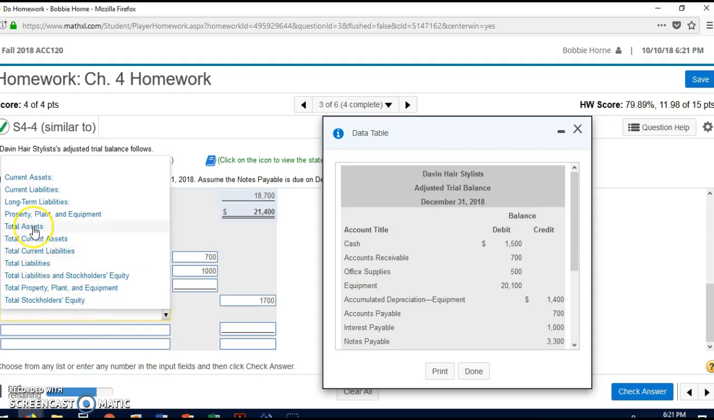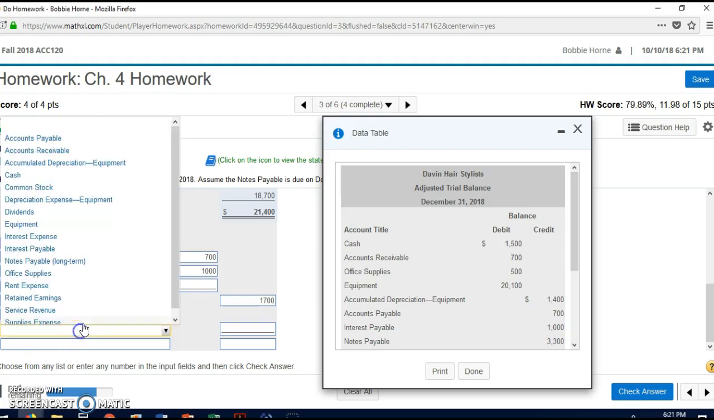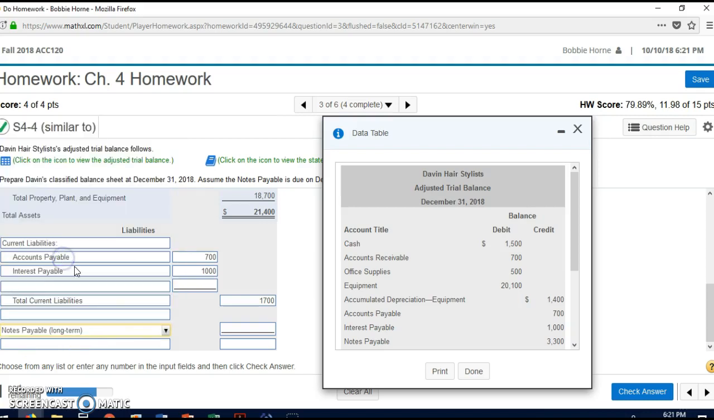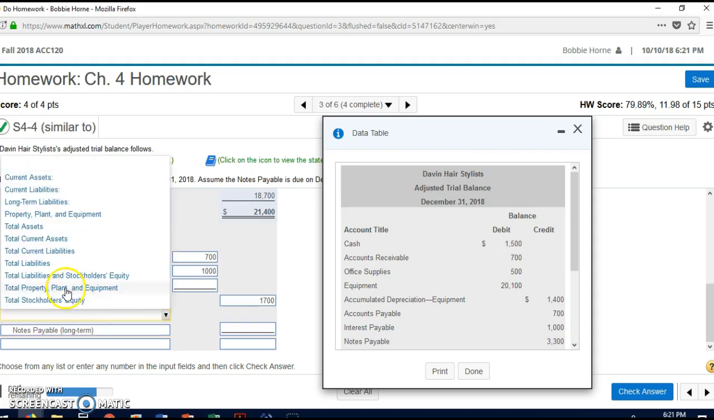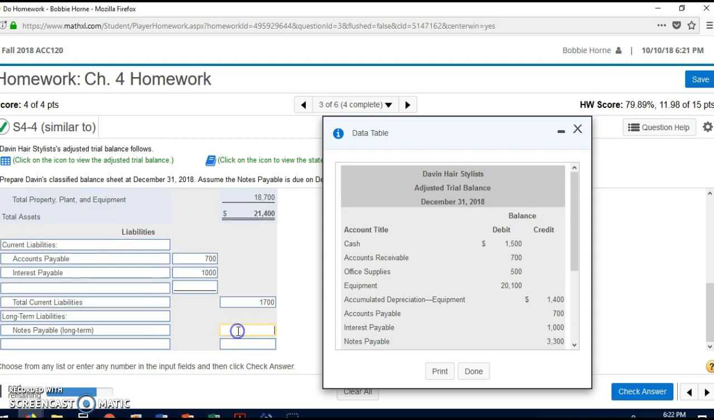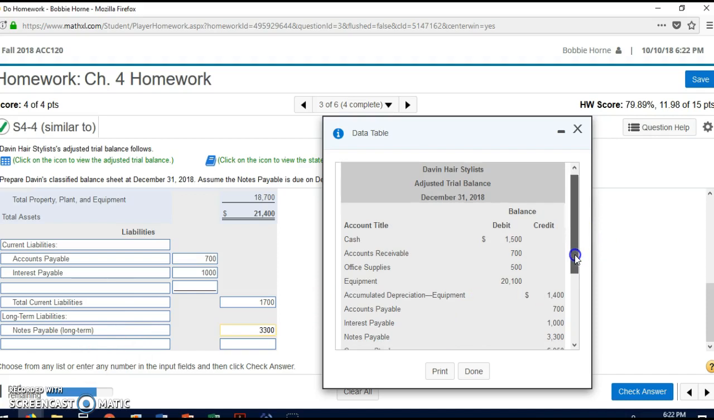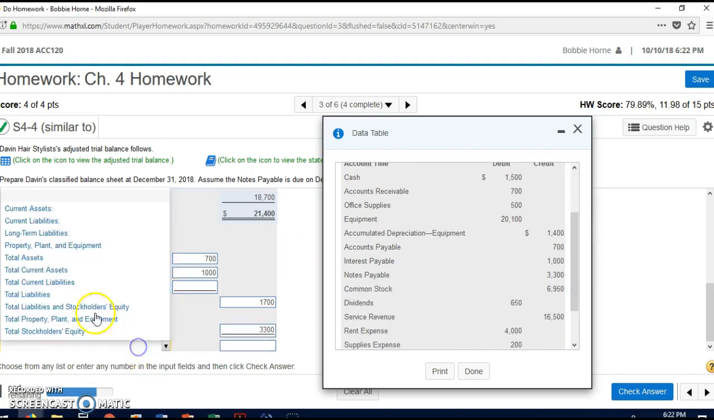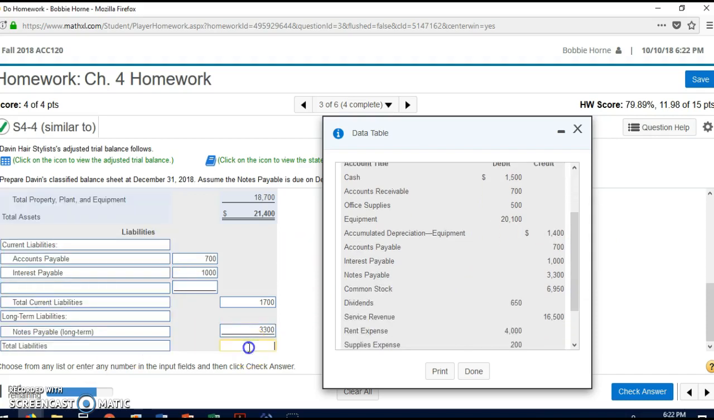And then your total current liabilities would be that. And then you have notes payable, which is going to be your long term. There's my heading I was looking for. So your long term would be 3,300, and we don't have anything else that is a liability. So you would total your liabilities, and that would be 5,000.